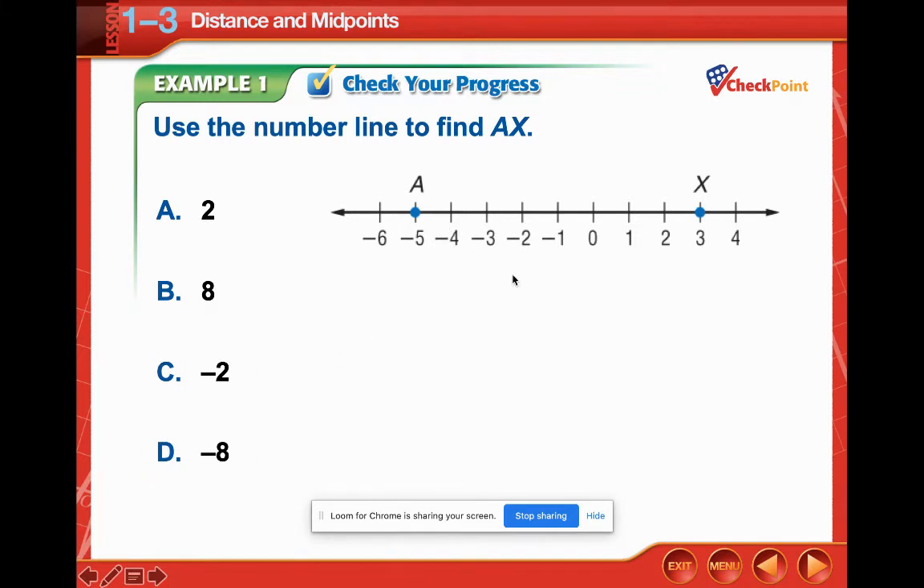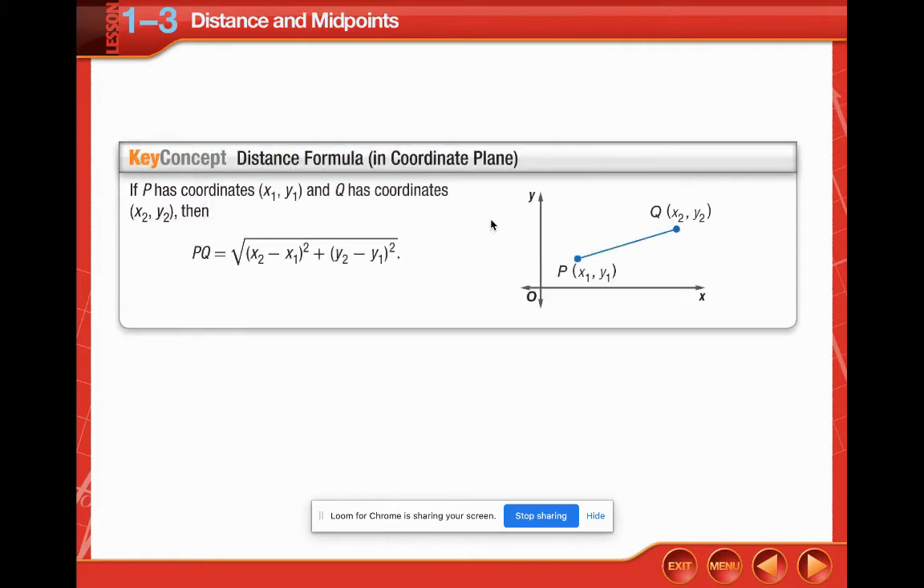You can count this and you figure out that's 8. But one thing that you can do here is you can actually use the formula. So it's -5 minus 3, which is going to come out to -8. The absolute value of that is 8. All right. So this is where it gets more difficult.